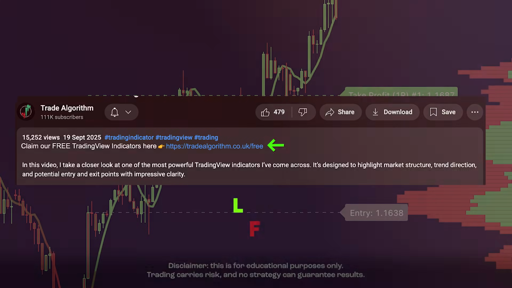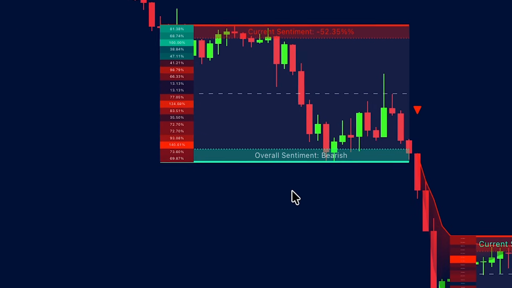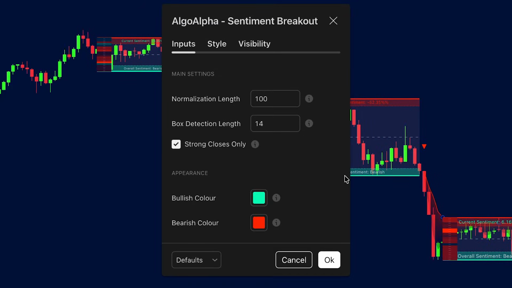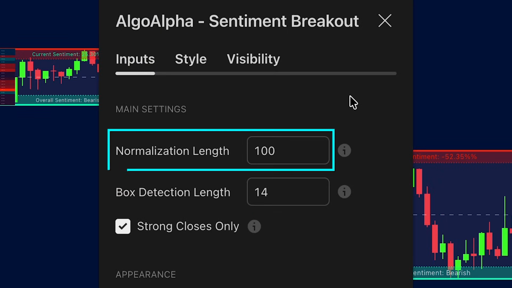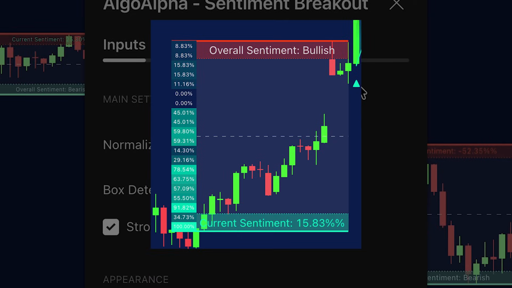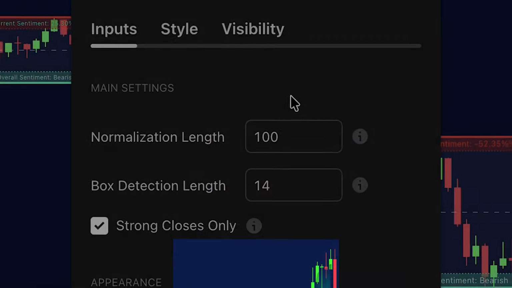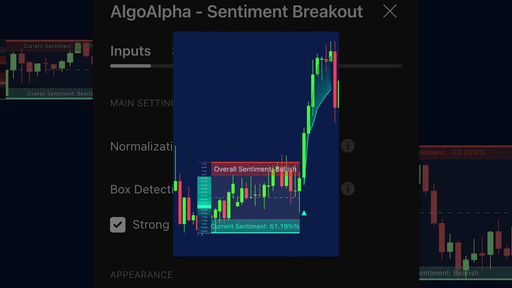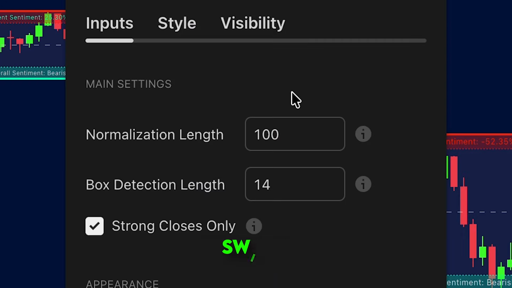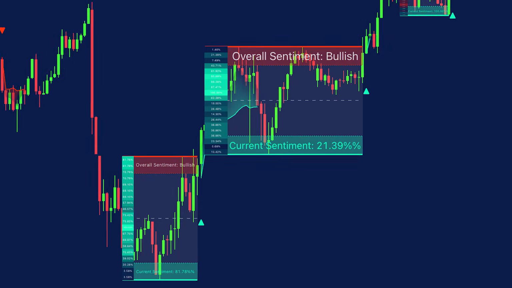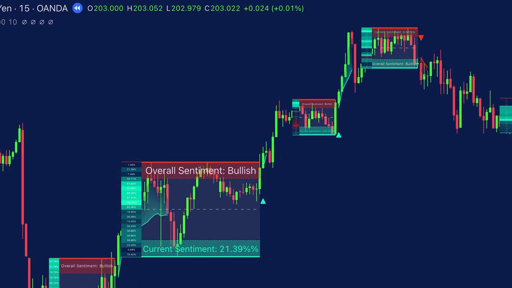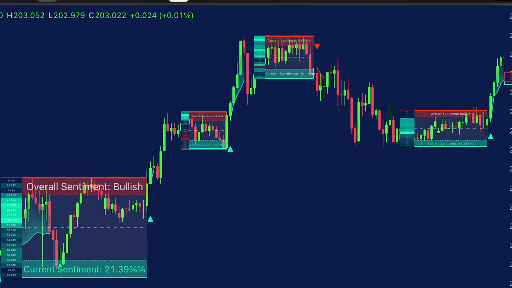Now let's get your settings right, because this is where most traders mess up. Double-click on the indicator to open the settings panel. First, you'll see normalization length, which controls how the algorithm detects consolidation zones. For fast-moving markets like crypto or intraday forex scalping, use shorter values between 50 and 80. This makes the indicator more responsive to quick compression areas. For smoother transitions and swing trading, go longer, anywhere from 100 to 200. This filters out minor consolidations and only highlights significant accumulation or distribution zones.